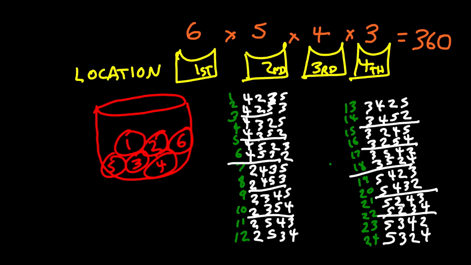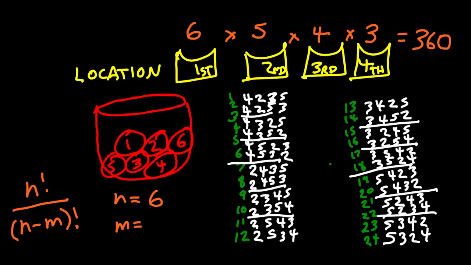The number of permutations has a general formula that can be written n factorial divided by n minus m factorial, where the exclamation mark stands for factorial, and n is the number of unique objects, so n is equal to 6, and m is the number of unique attributes, or here the orderings from first to fourth. So m would be equal to 4, and n minus m would be equal to 2. So we would have 6 factorial over 2 factorial, which of course is equal to 6 times 5 times 4 times 3, or 360.